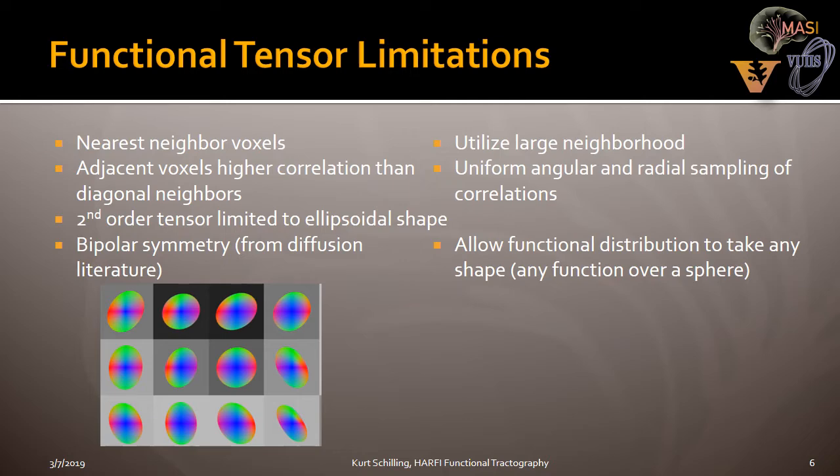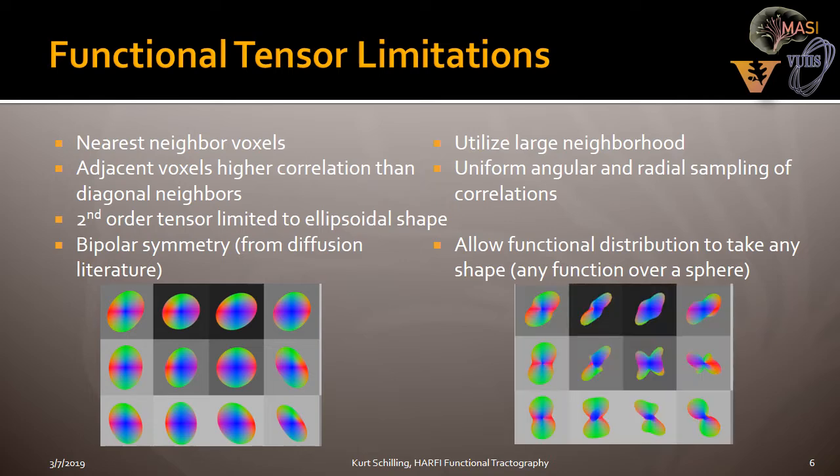So to overcome these, HARFI utilizes a large neighborhood because we know these correlations extend over large distances. We implement a uniform angular and radial sampling of correlation functions, and we actually allow the functional distribution to take any shape or any function over a sphere.